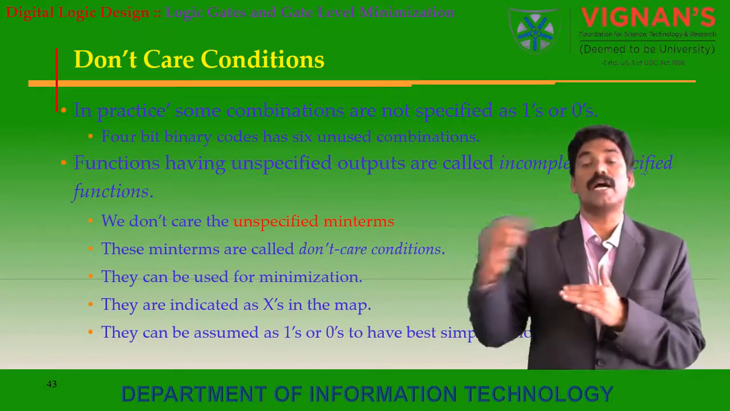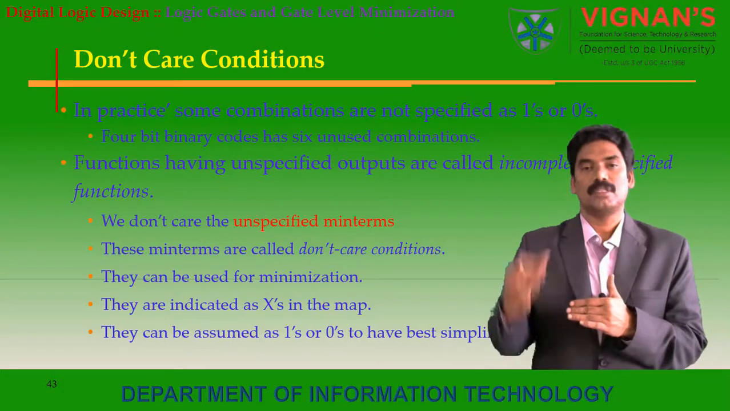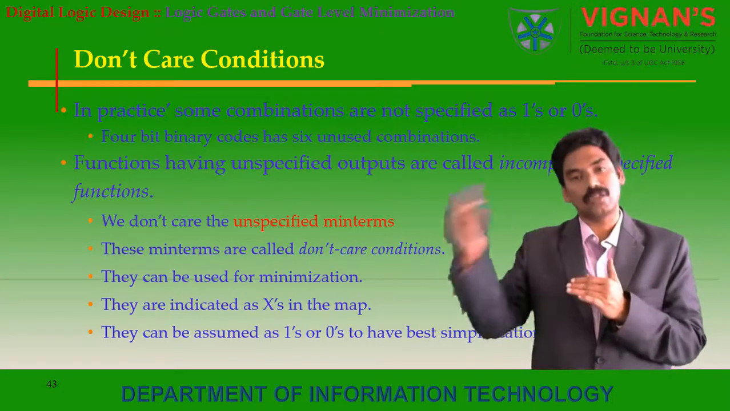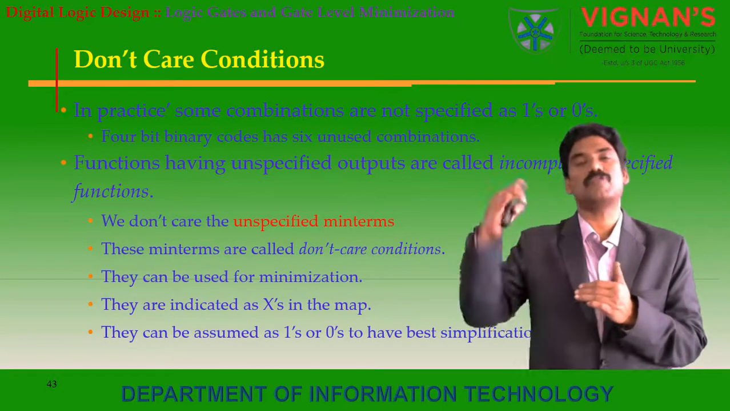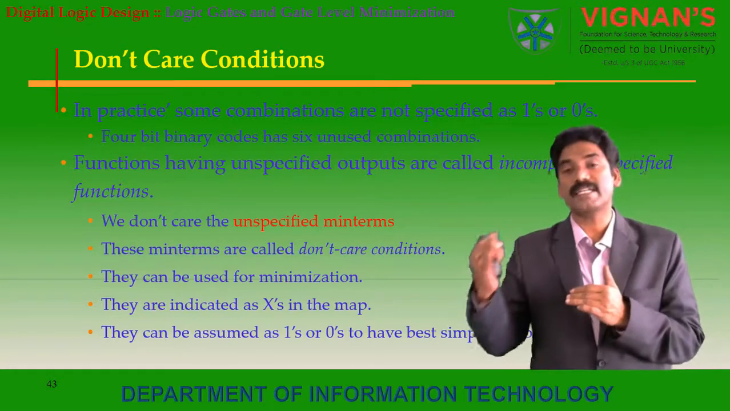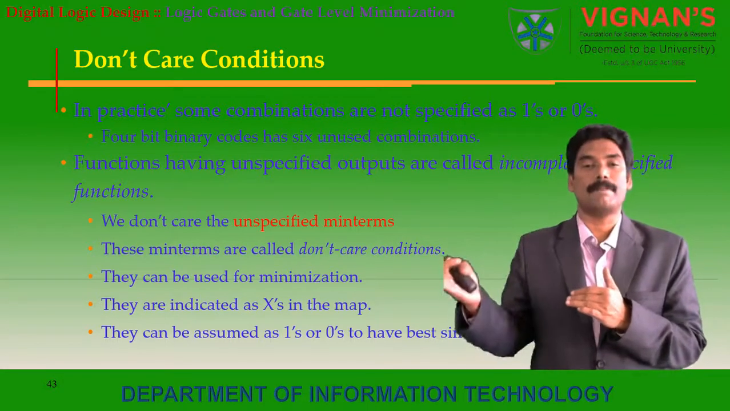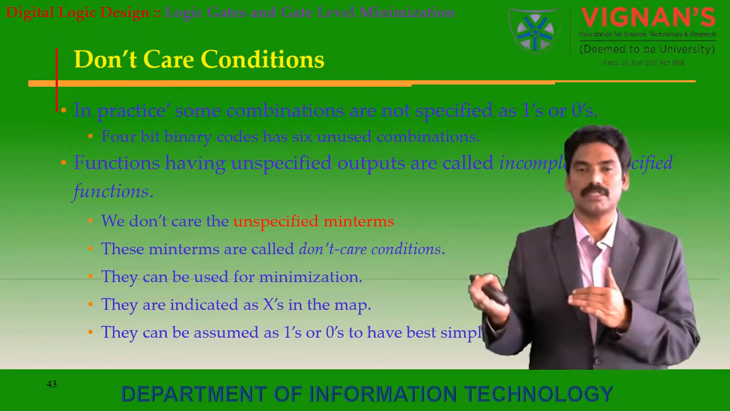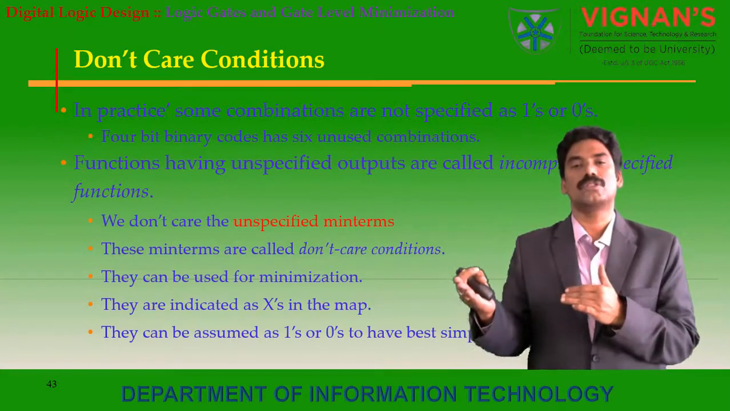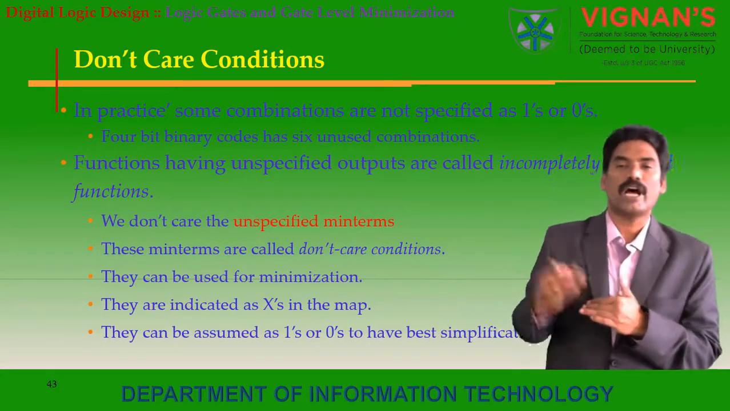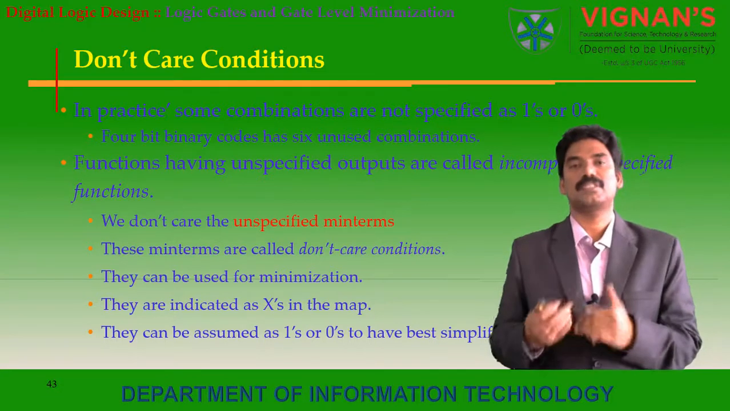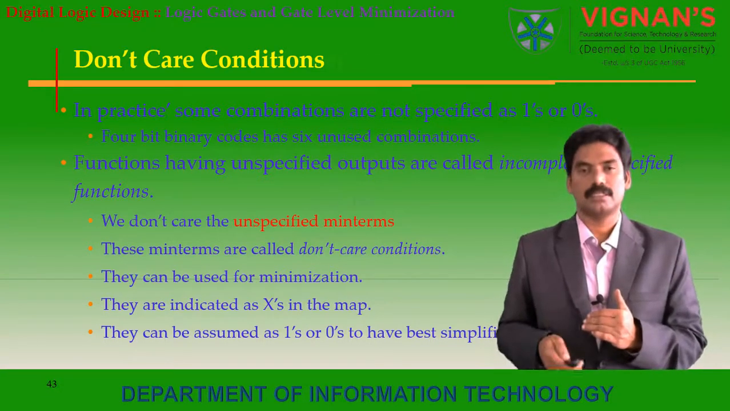We don't care about the unspecified minterms, and these minterms are called don't care conditions. They can be used for minimization, and they are indicated as X in the map, and they can be assumed as ones or zeros to have the best simplification. This is about don't care conditions.